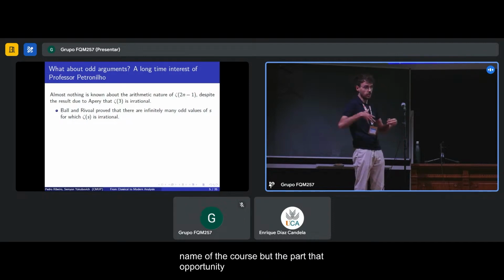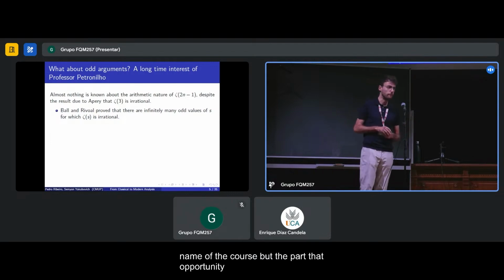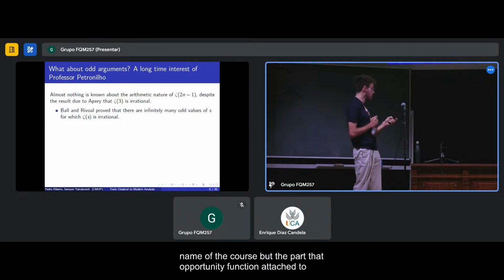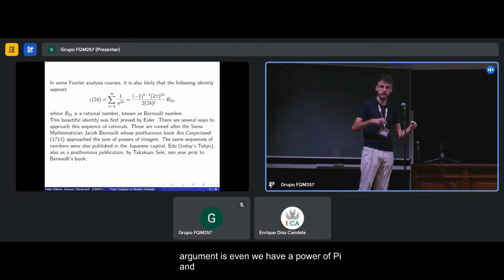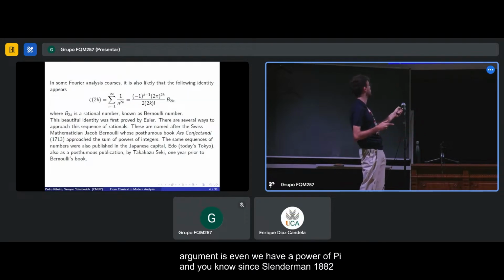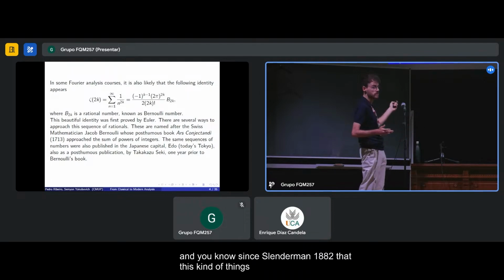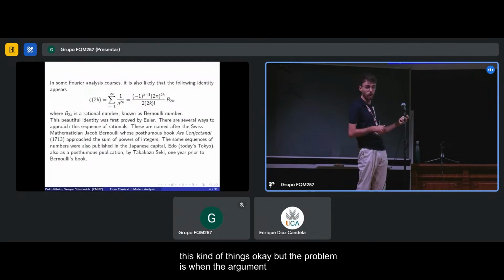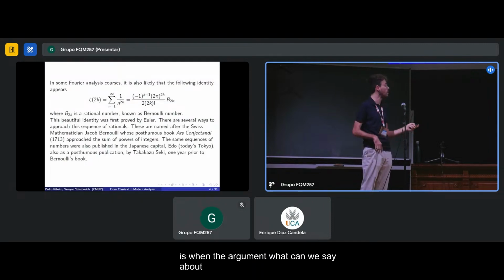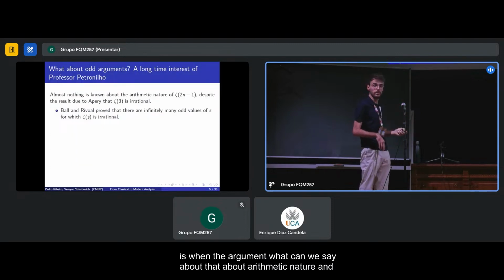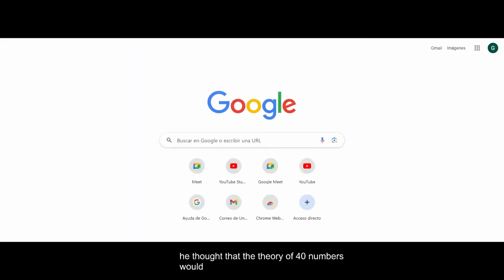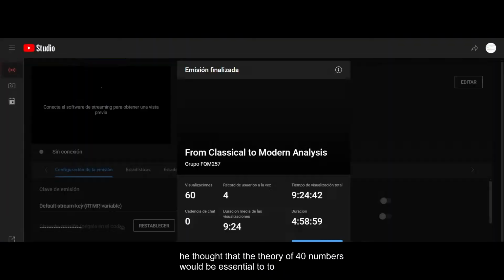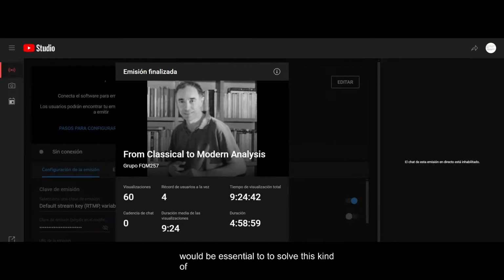And he was not obsessed, but he really enjoyed the problem of the zeta function attached to odd integers. As you can see, when the argument is even, we have a power of pi. And you know, since Lindemann, 1882, that these kind of things are transcendental, because pi is transcendental, and the Bernoulli numbers are rational. So, okay. But the problem is when the argument of the zeta is odd, what can we say about that? About arithmetic nature? And Petronilho really liked this problem. And he thought that the theory of orthogonal polynomials would be essential to solve this great problem.